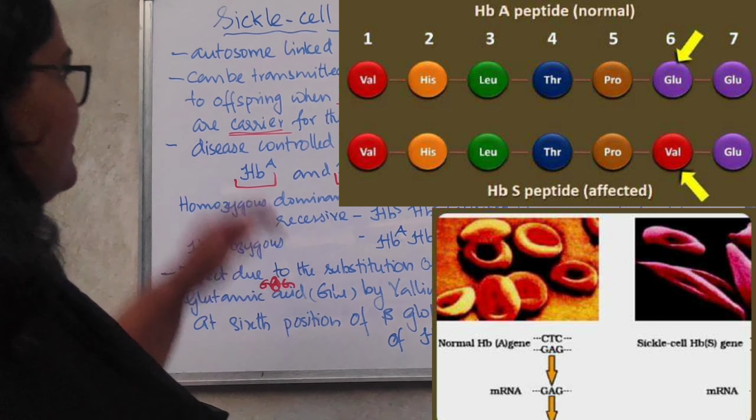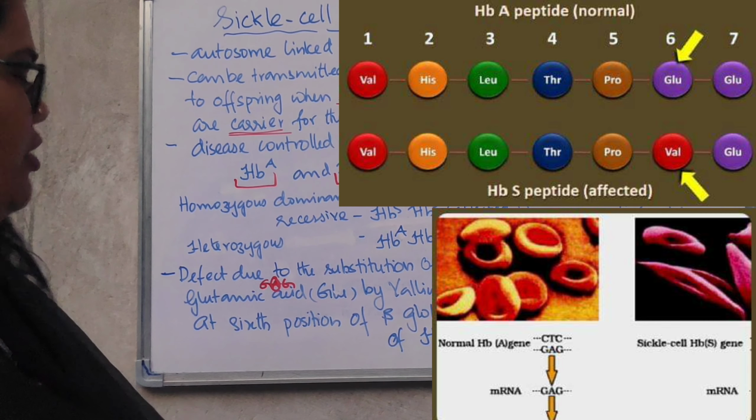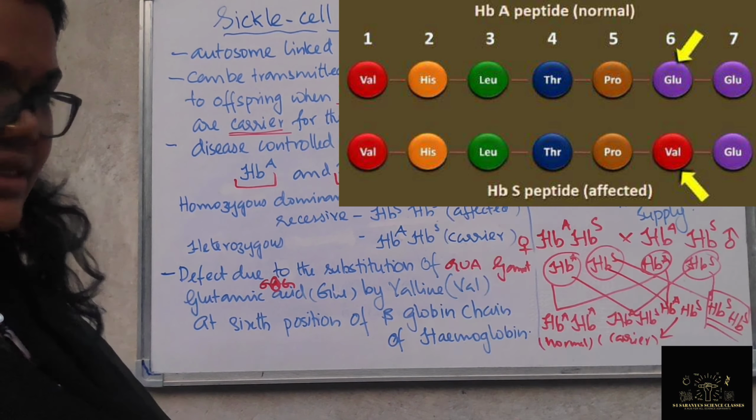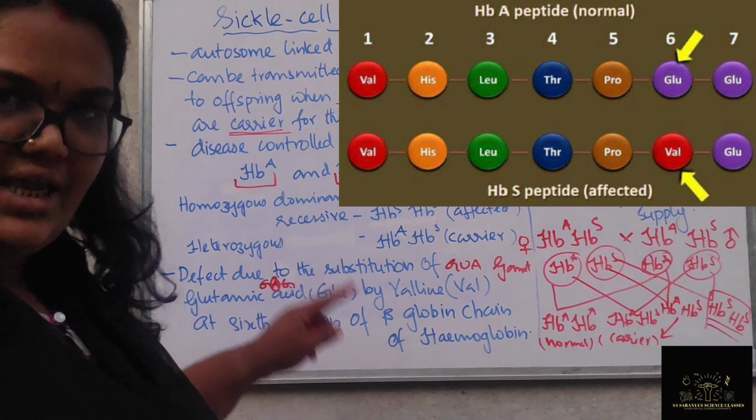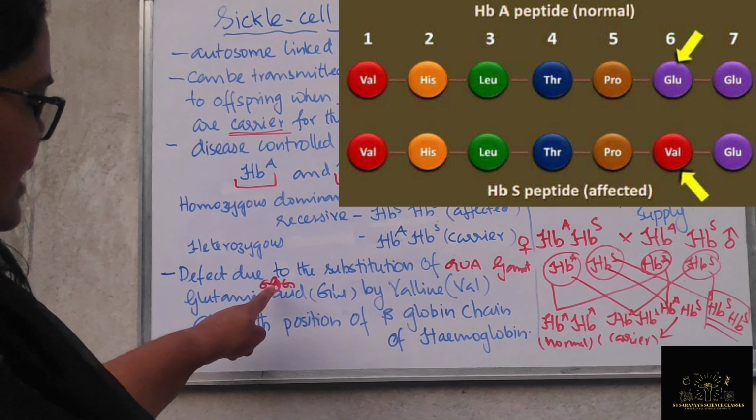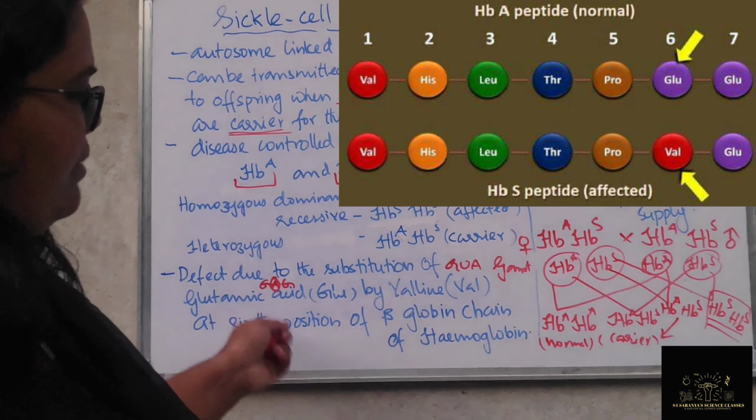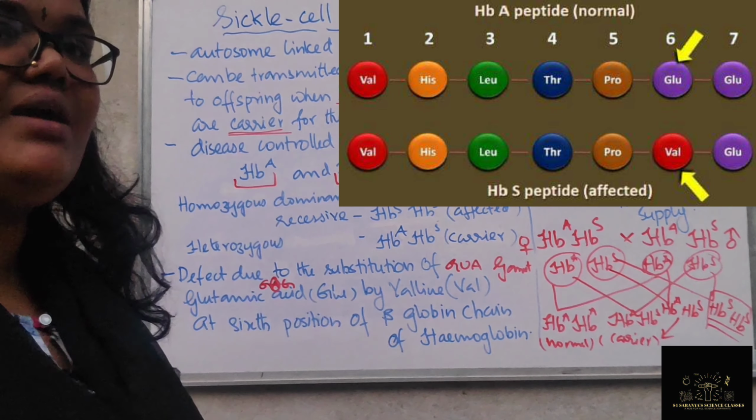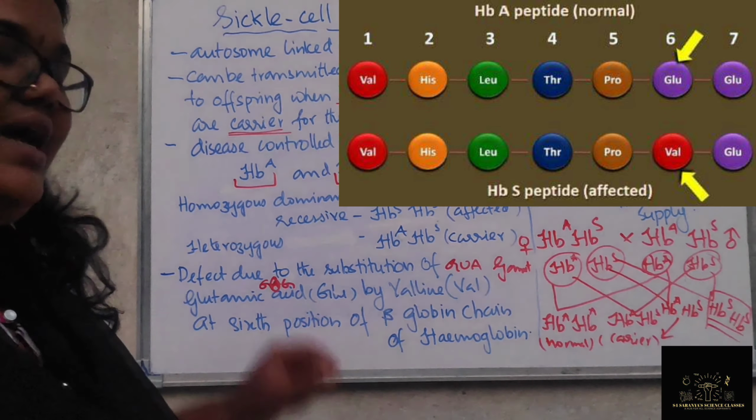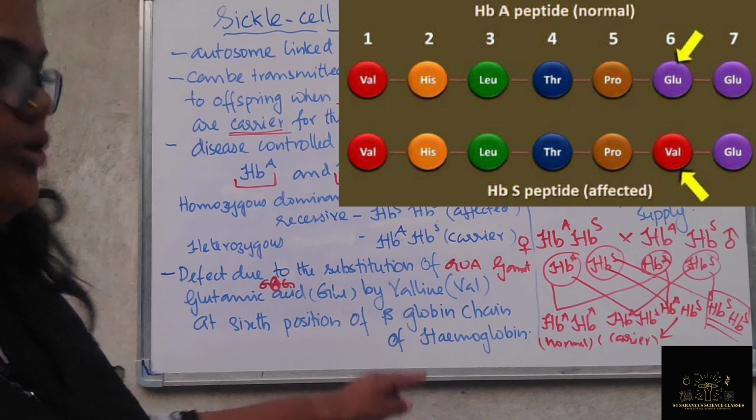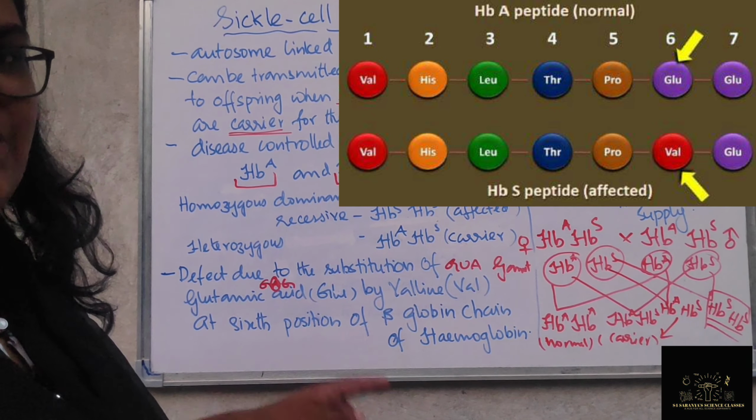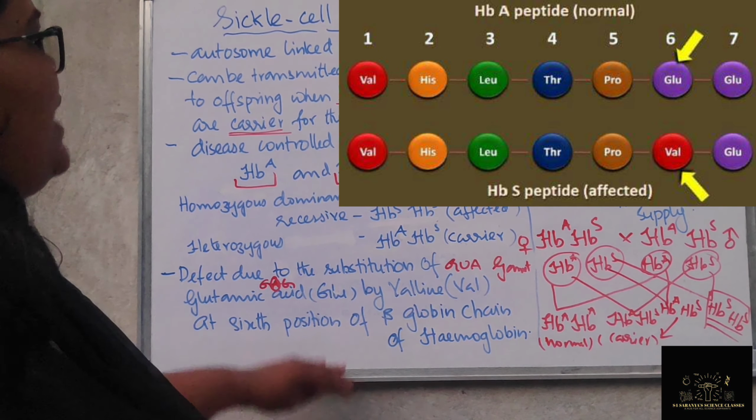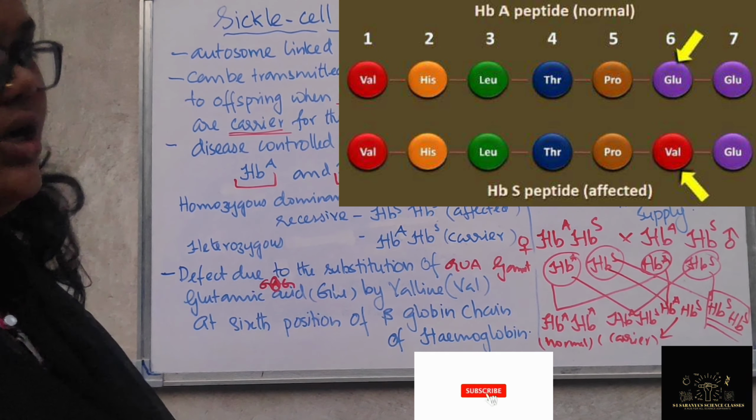So again I am telling, this defect is due to the substitution of the amino acid glutamic acid, that's actually coded by GAG, genetic code. And here, instead of A there will be U, uracil, right? So that will code another amino acid called valine, right? At the 6th position of the beta globin chain of hemoglobin. And because of that the sickle cell anemia will occur, right?